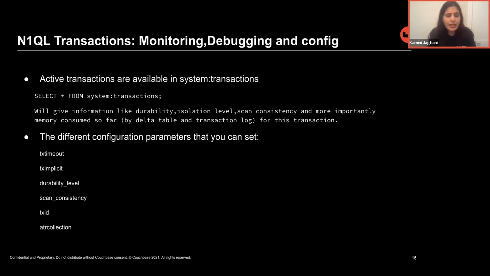The last one is ATR collection. ATRs are active transaction records used by our commit protocol, and you can take them as metadata. If you set the ATR collection to a specific collection, then all the metadata ATRs generated by the commit protocol will go into that specific collection. If not, they are stored in the default collection.